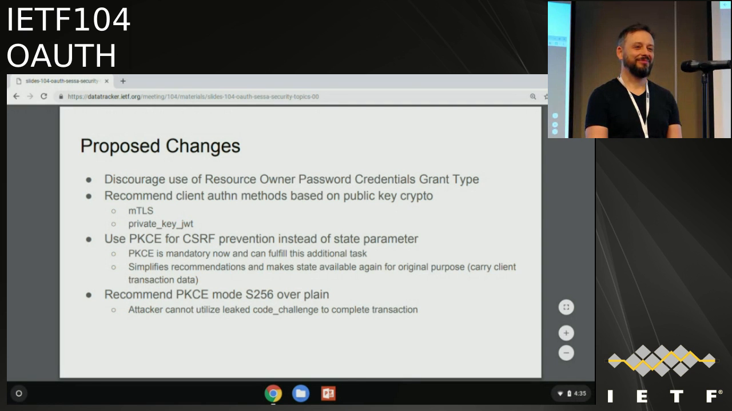So we suspect that using PKCE for CSRF protection is actually going to be more effective than the current use of state for that, which then makes it easier for developers. But we're not saying you can't use state for CSRF if you want. If you're not using PKCE for some reason, you still need to use state for that.